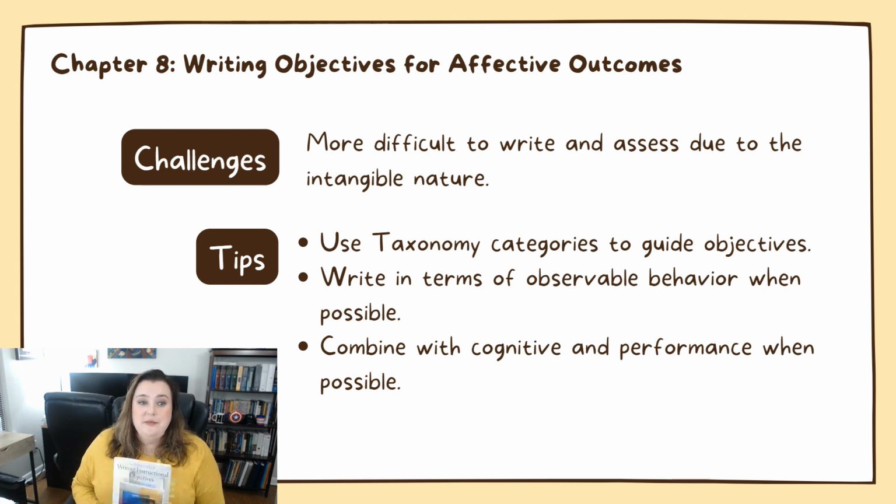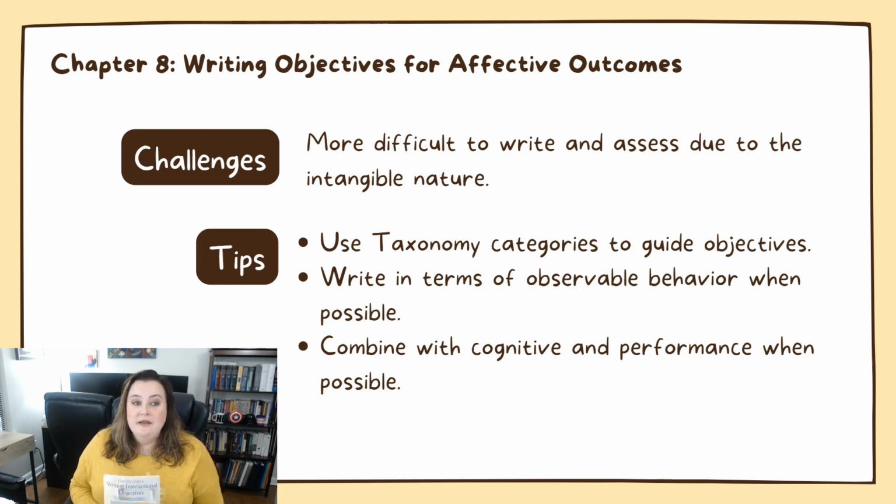The second tip they share is writing in terms of observable behavior when possible. This kind of links back to the intangible nature of affective domain, affective outcomes. So when possible, choose an observable behavior, but it won't always be possible. And they're really clear about that in the book. It won't always be possible to necessarily have an observable one, but when you can, try to do that, and that can be really helpful.